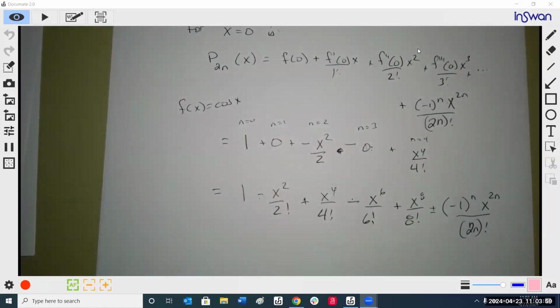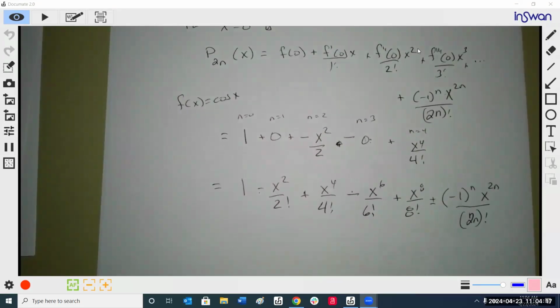All right, let's see what else we're going to talk about. Okay, example 4 says it's a piecewise defined function. All right, let's do that.